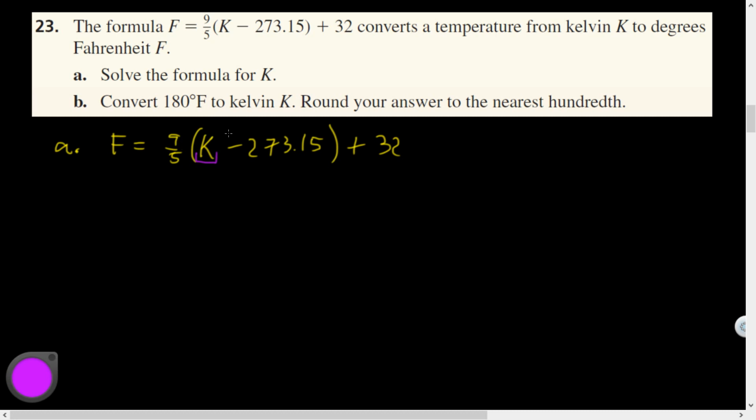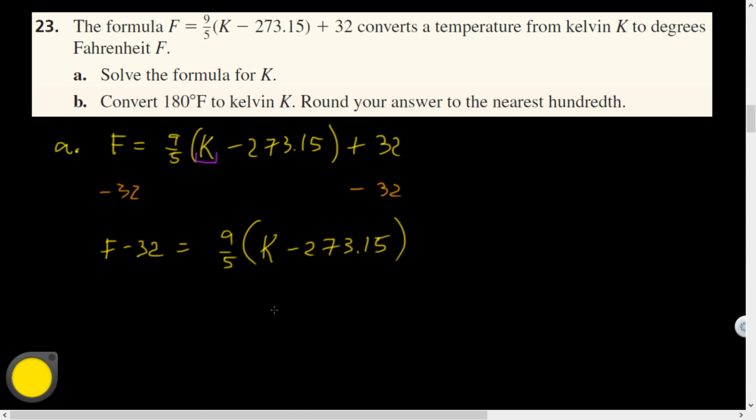So what we can end up doing to solve for K, I could distribute. I think we'll try to avoid that for now, if I can avoid this distribution into a decimal, but I mean, we've got calculators today. Let's get the parentheses by itself. So I'll subtract 32 from both sides like so. So I'll have F minus 32 equals 9/5 parentheses K minus the 273.15. All right. So now I'm a little bit closer.